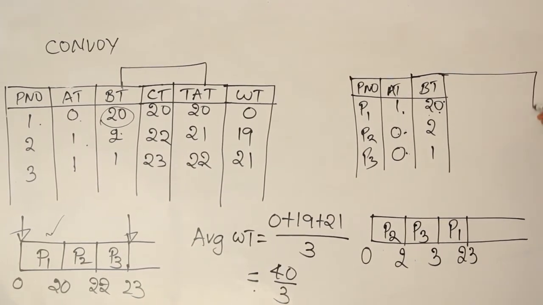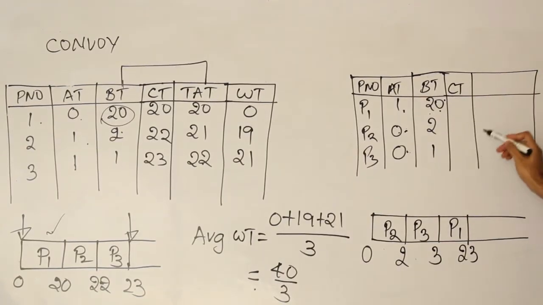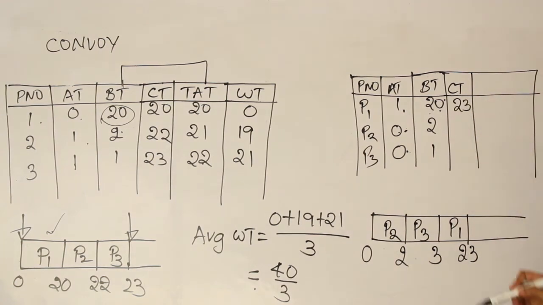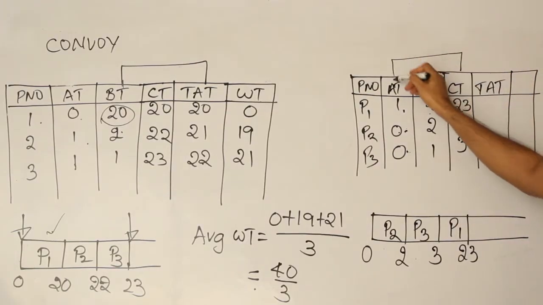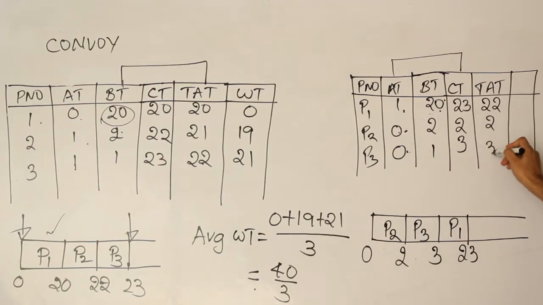Now the same thing, write the completion time and everything. So if I write the completion time, P1 is going to complete at 23, P2 is going to complete at 2, and P3 is going to complete at 3. After that you have to write the turnaround time. So what is turnaround time? Turnaround time is completion time minus arrival time. How much is this? 22 here, 2 here and 3 here.